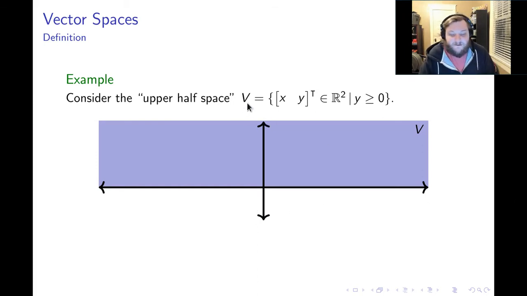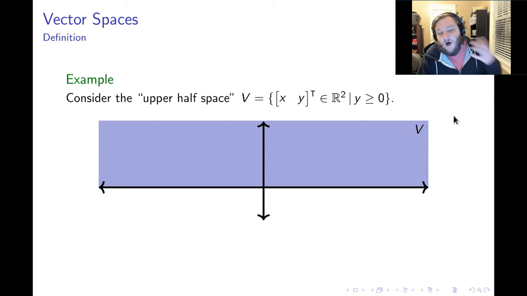Here we're defining V to be what's called the upper half space, and this is the collection of all vectors in two dimensions, so all vectors with coordinates x and y, such that the second coordinate is non-negative. Here we have a visual representation of what the upper half space looks like. Let's ask ourselves, is this a vector space? Well, we have one thing going for the upper half space, and that's that the zero vector is there. Certainly (0, 0) has a second coordinate that's not negative.